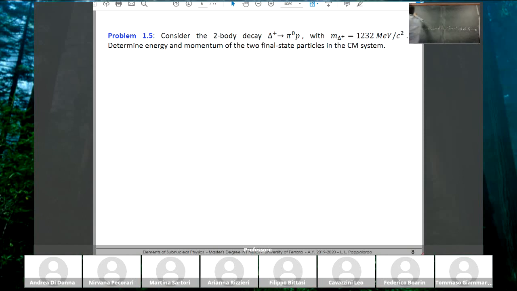And so for the Y0, this will be given by s minus the mass of the proton squared plus the mass of the Y0 squared, divided by twice the square root of s. That is, the mass of the delta plus squared minus the mass of the proton squared plus the mass of the Y0 squared, divided by twice the mass of the delta plus.